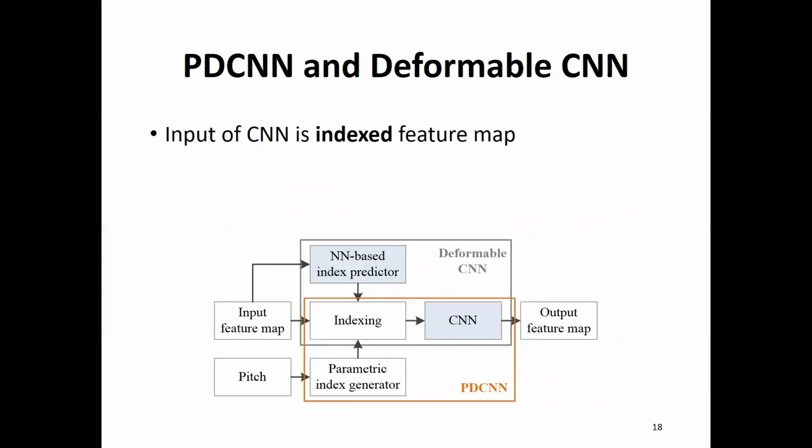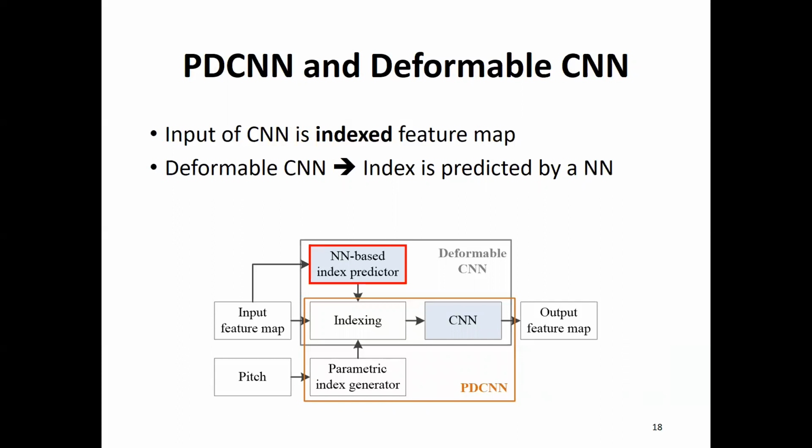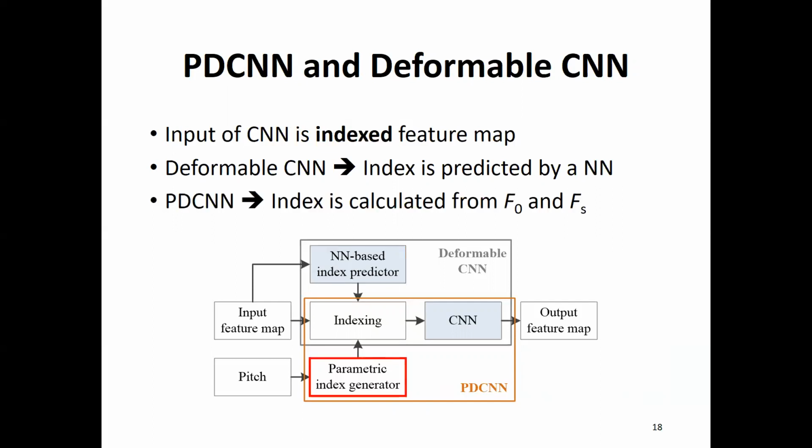The idea is very similar to our proposed PDCNN for changing the index of the input feature map. The main difference is that the deformable CNN adopts a neural network to predict the index, but the index of PDCNN is parametrically determined by the input pitch and the sampling rate. Therefore, we can say that PDCNN is a special case of deformable CNN with prior knowledge of pitch.